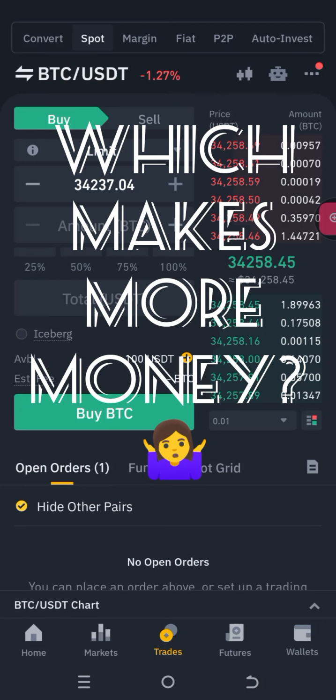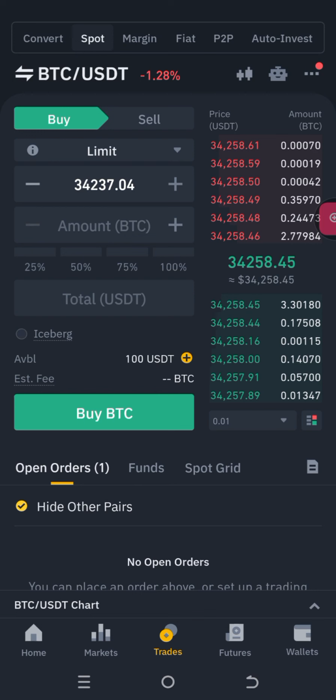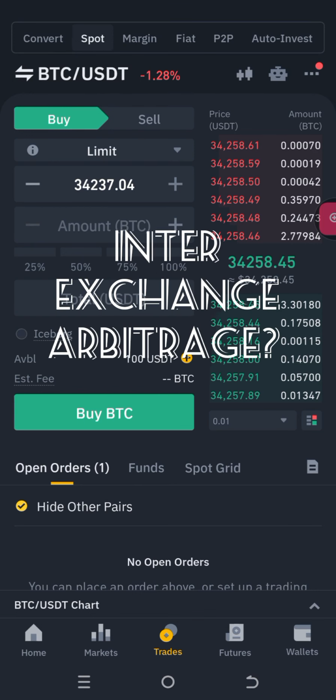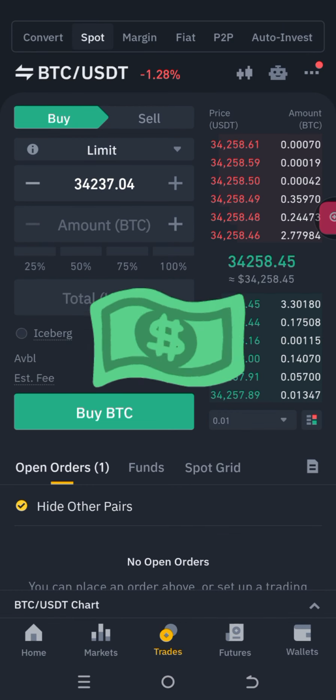Which makes more money? Is it triangular arbitrage or is it spot trading? Or probably could it be inter-exchange arbitrage? Let's find out.